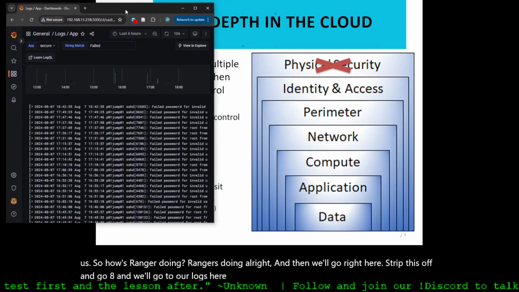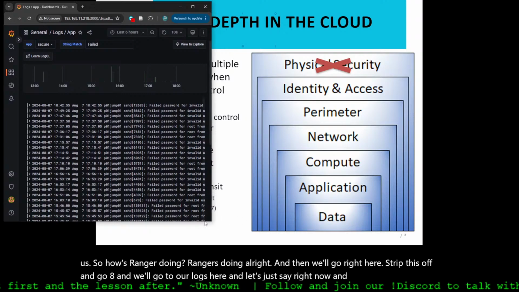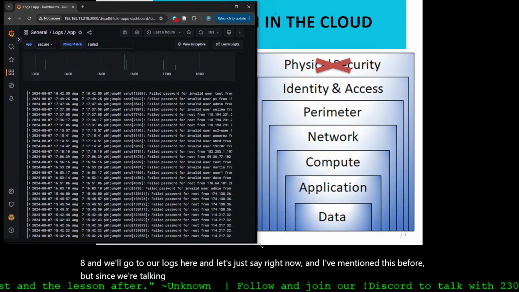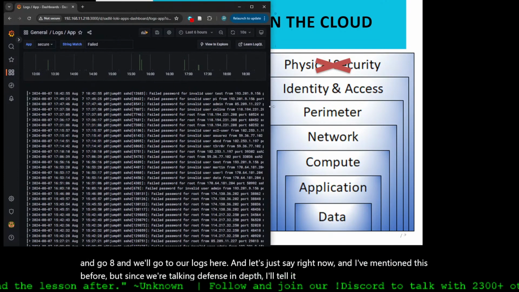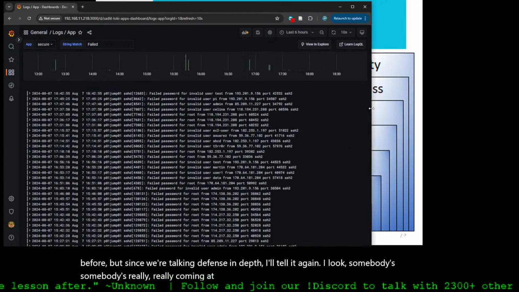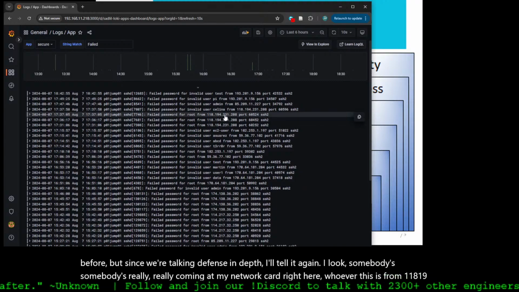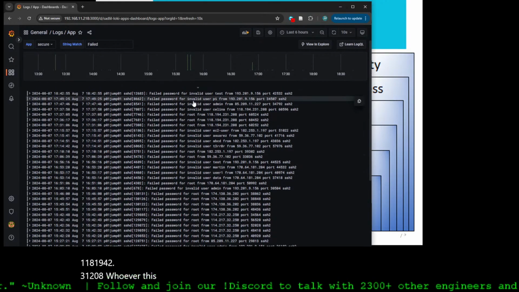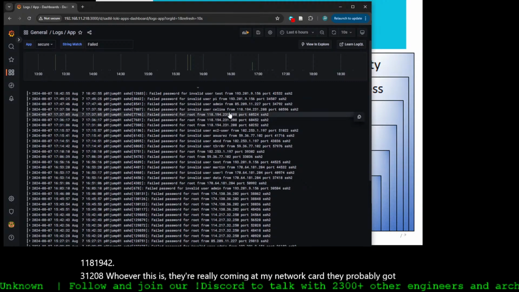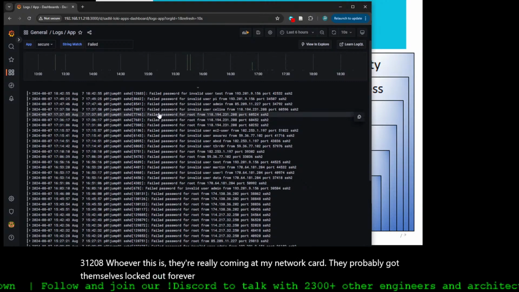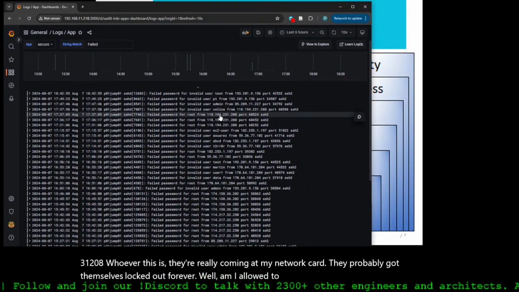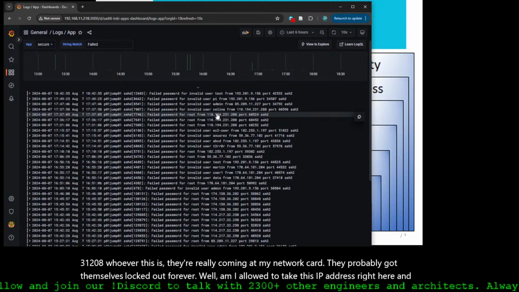And let's just say right now, and I've mentioned this before, but since we're talking defense in depth, I'll tell it again. Somebody's really coming at my network hard right here. Whoever this is from 118.194.231.208, they're really coming at my network hard. They probably got themselves locked out forever. Well, am I allowed to take this IP address right here and just start attacking them back right now?